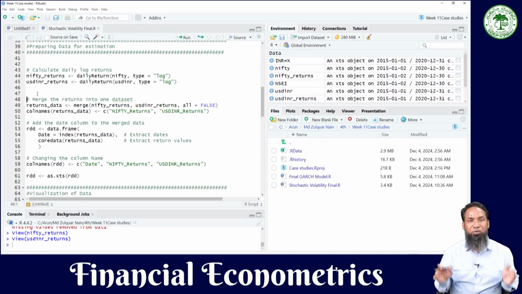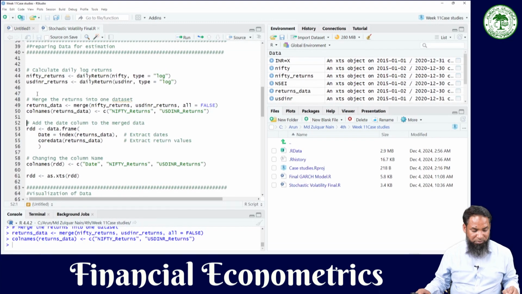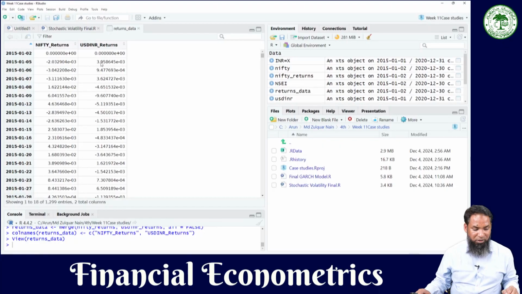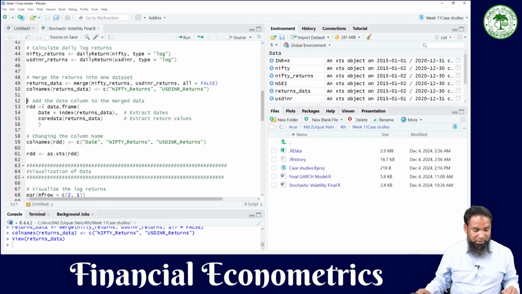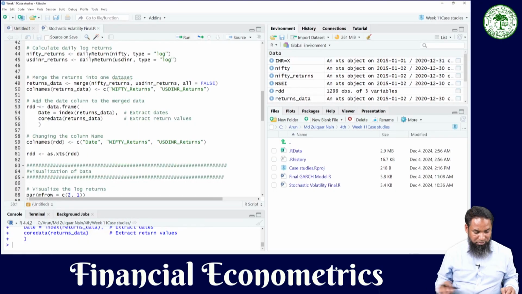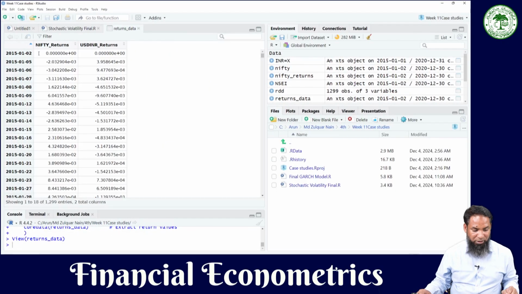Then we are merging these two to make a data frame, combining the data. Here we have the returns data, the Nifty returns and the exchange rate returns. Now we add the date column to the merged data, so we are adding the date column to the returns data.